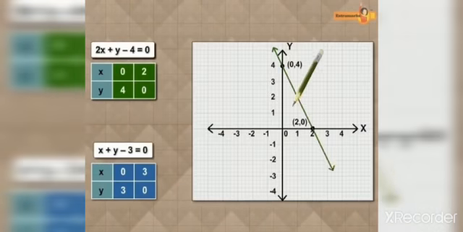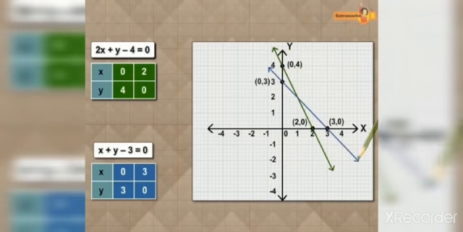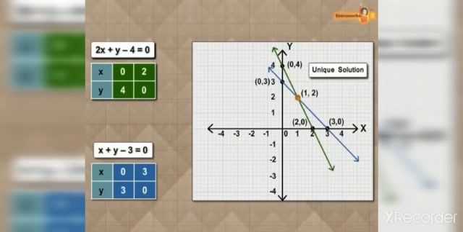Graphically, we observe that the given lines intersect each other at only one point, which is (1, 2). So, there is a unique solution for the given pair of linear equations.